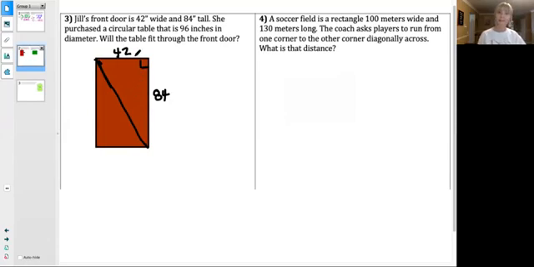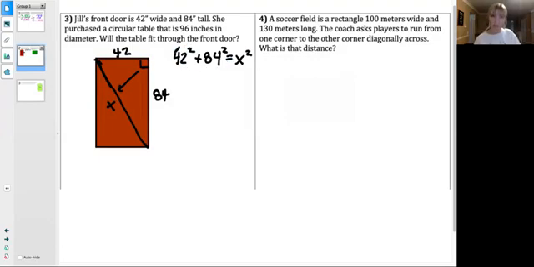So what I need to know, guess what I just drew? I just drew the hypotenuse of a right triangle. The diagonal of a square or a rectangle can always become the hypotenuse of these two right triangles. So I'm going to use the Pythagorean theorem to calculate the diagonal of her doorway, because that's my only hope. Let's see if that's big enough. I know the two legs, so I go 42 squared plus 84 squared equals x squared. That's the diagonal of my doorway.